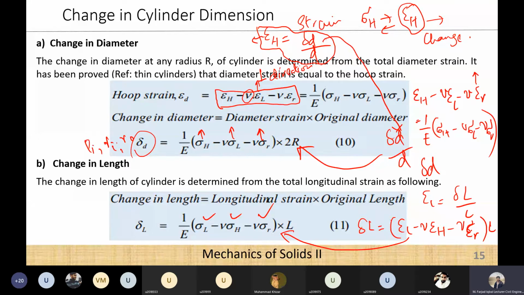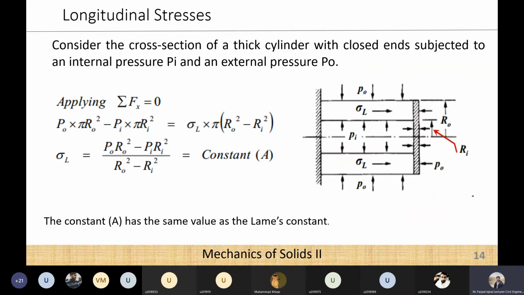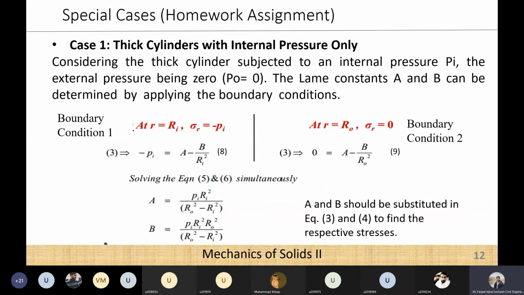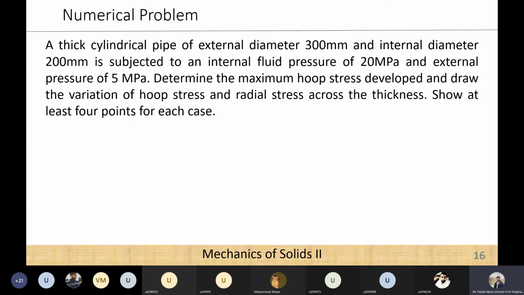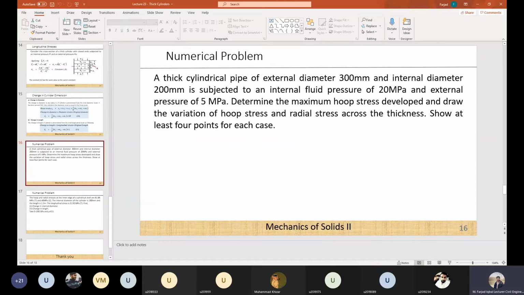So this was a brief discussion about the strains. In the case of cylindrical elements, we are only going to focus on these two dimensions, the change in diameter and the change in length. All these stresses we have already derived, so let's solve one numerical question to get an idea about the application of this formulation that we have just derived.